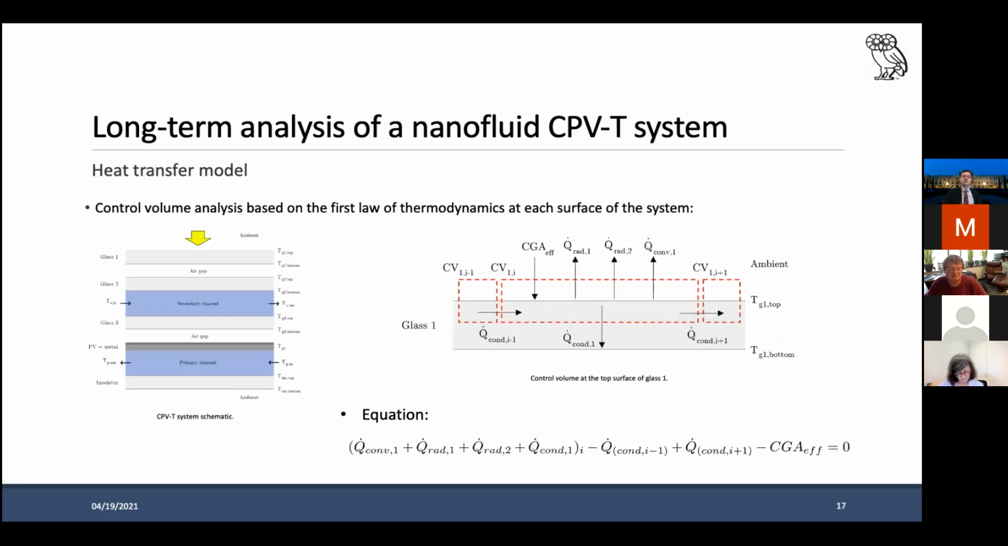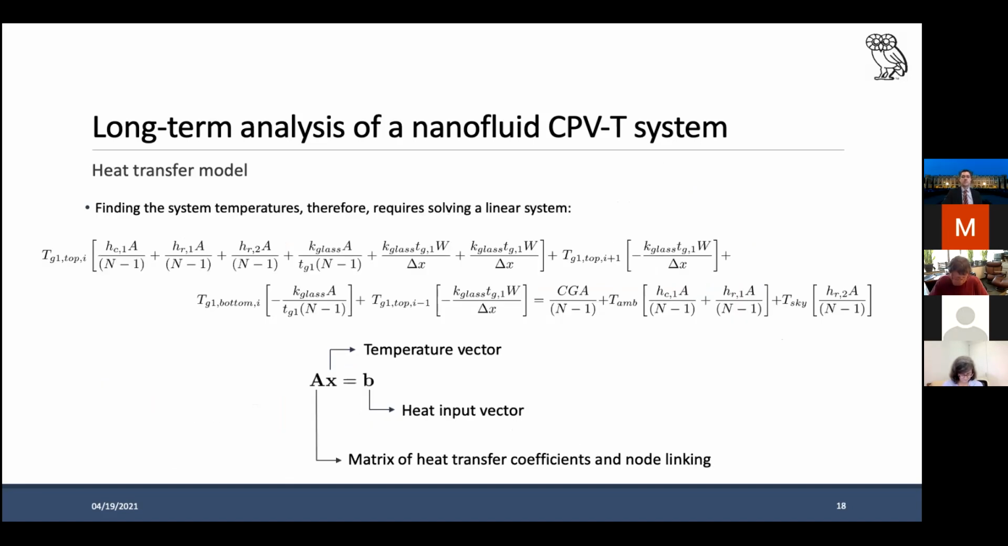We discretize the system into segments or nodes by creating control volumes and apply the first law of thermodynamics to these control volumes to obtain the system temperatures. As an example, we created a control volume at the top surface of glass 1 that includes heat transfer rates due to radiation, convection, and conduction, arriving at this equation. Each node in the system is represented by an equation like this one, where a link between neighboring nodes is created. The solution of the system temperatures can be achieved by solving a linear system where the temperatures are obtained as a vector, in this case, vector x.